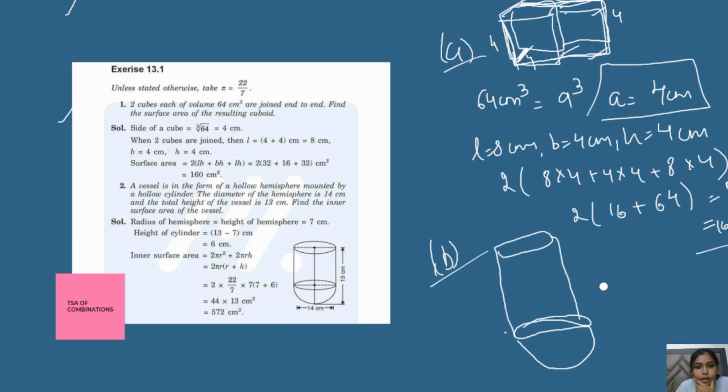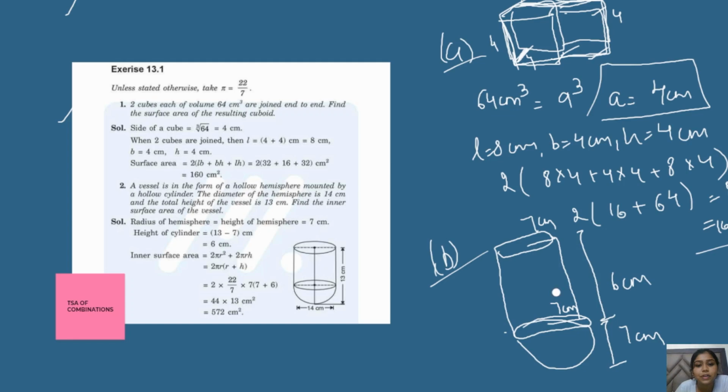Okay, so the diameter of the hemisphere is 14. So obviously the radius will be 7, and the radius of the cylinder will be 7, and the height of the hemisphere will be 7, because we know that the radius and the height remain the same in the case of a hemisphere. And the total height of the vessel is 13. So since the total height is given as 13, the cylinder height will be 6, right? Find the inner surface area of the vessel. We have to find the inner surface area of the vessel.